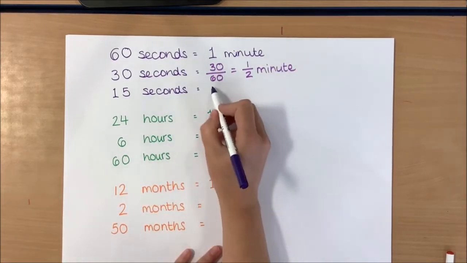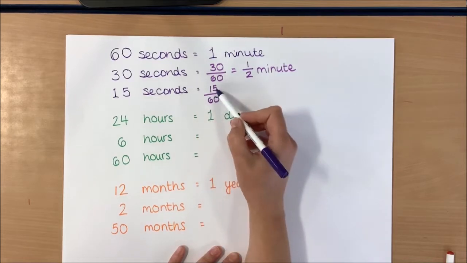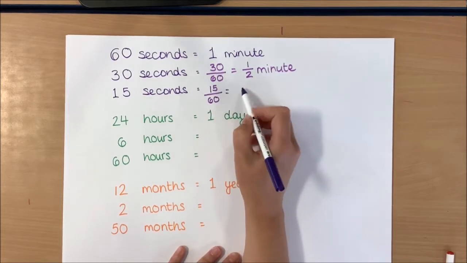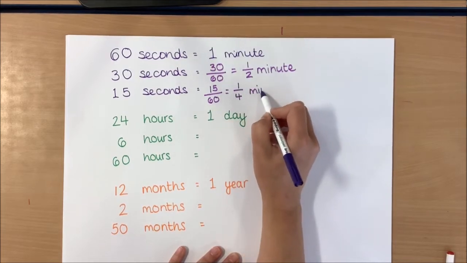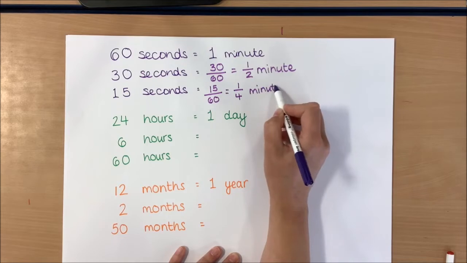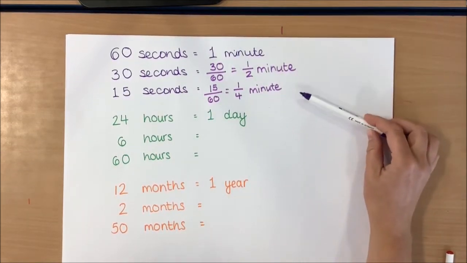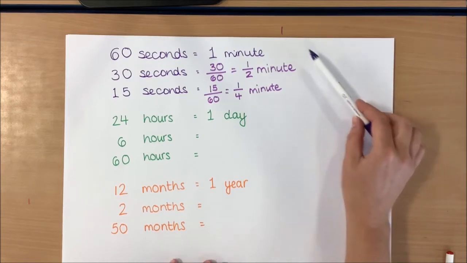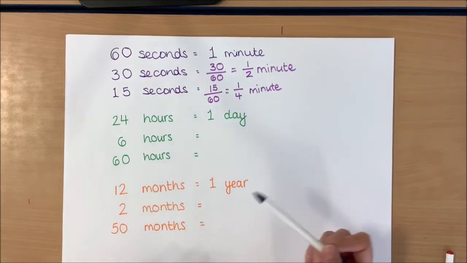And 15 seconds is 15 out of 60. So 15 seconds out of 60 seconds in a minute. And again, I can divide both of those by 15, a quarter of a minute. Okay, and we obviously use that a lot, don't we? When we tell the time, we talk about half an hour and quarter of an hour. So I've done it with seconds there, but it does transfer to minutes and hours as well.